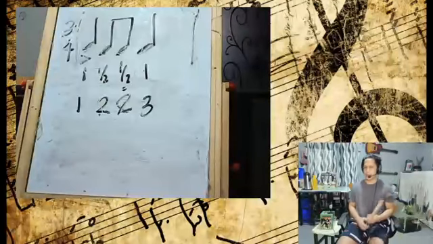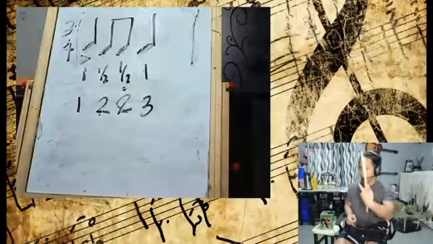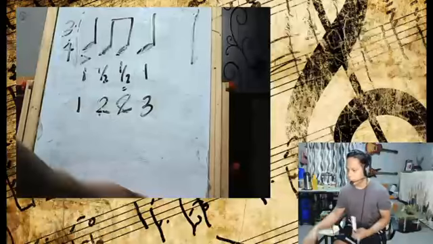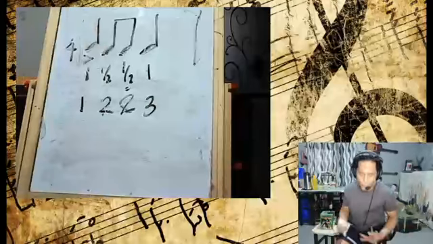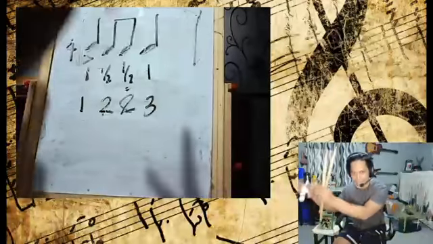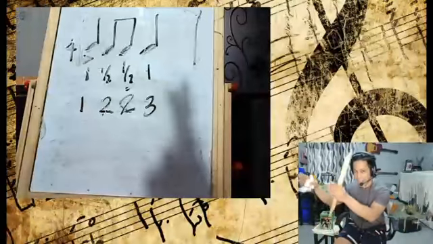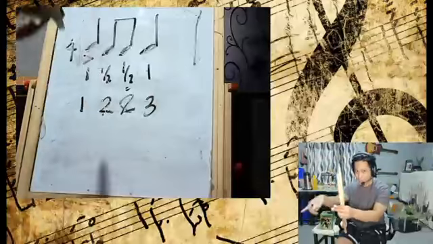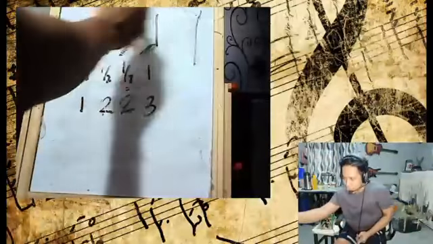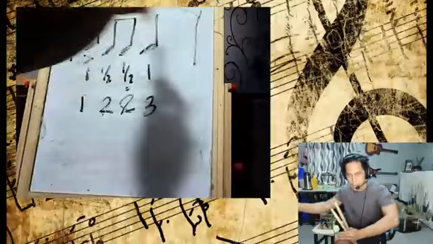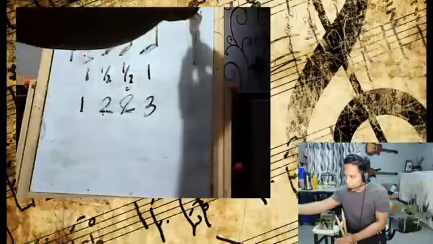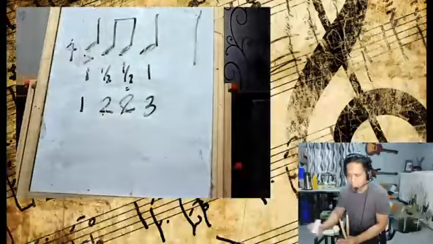Alright, so that's it. Now, let's say for instance I remove this number 3 right here, which represents how many counts are inside the measure. Again, the measure is the room that contains the notes, separated by the bar lines. So we have bar lines right here.